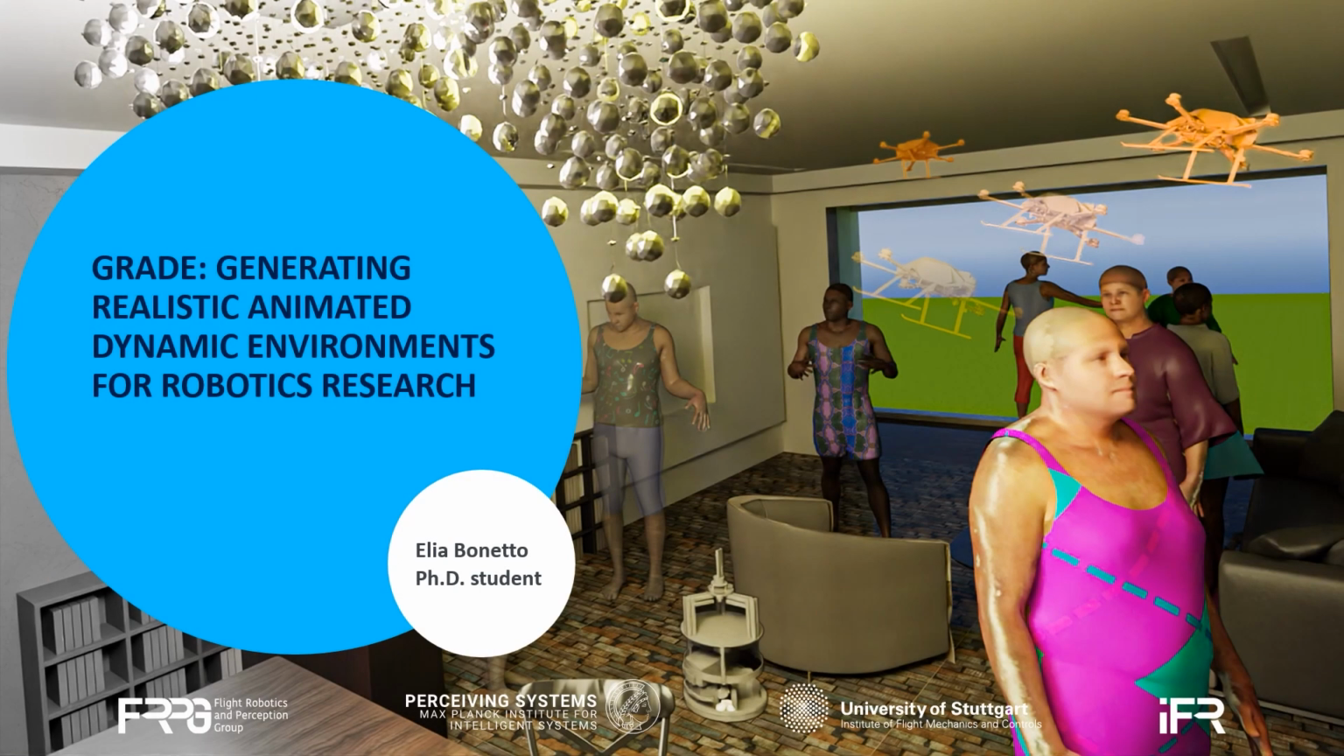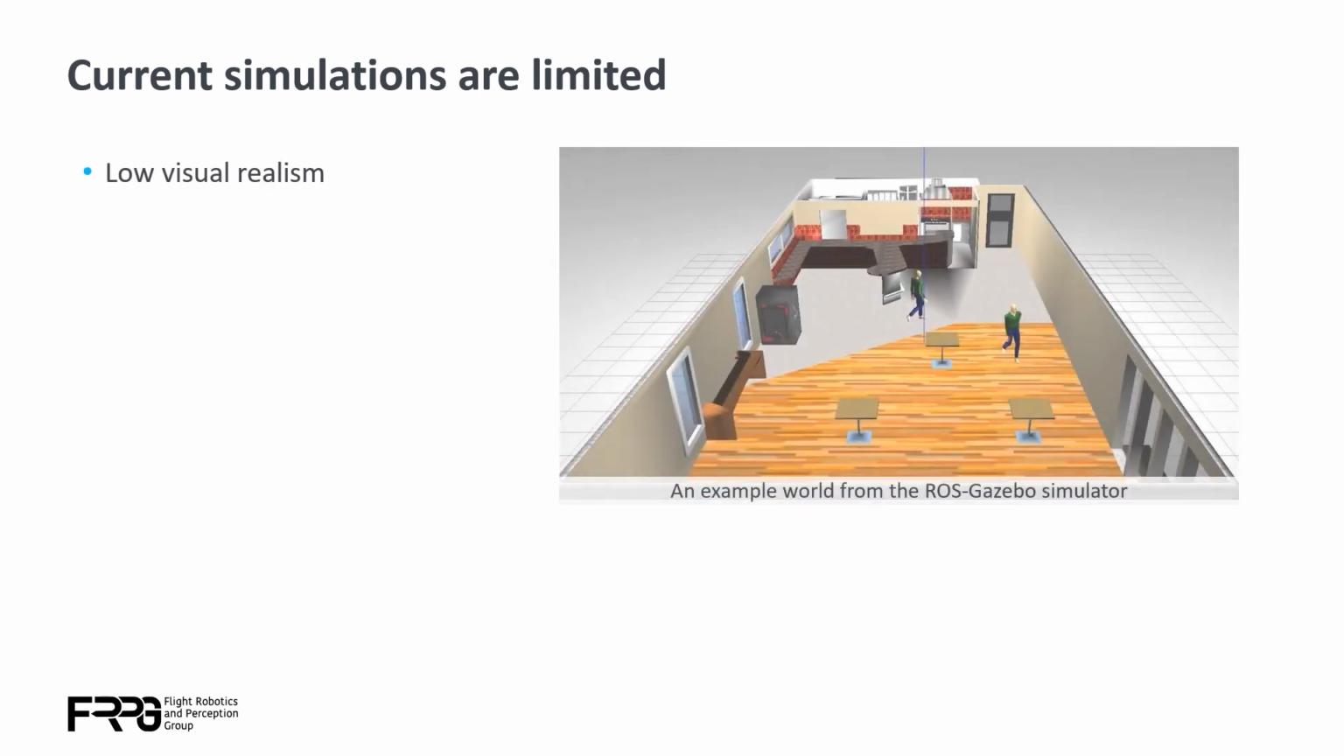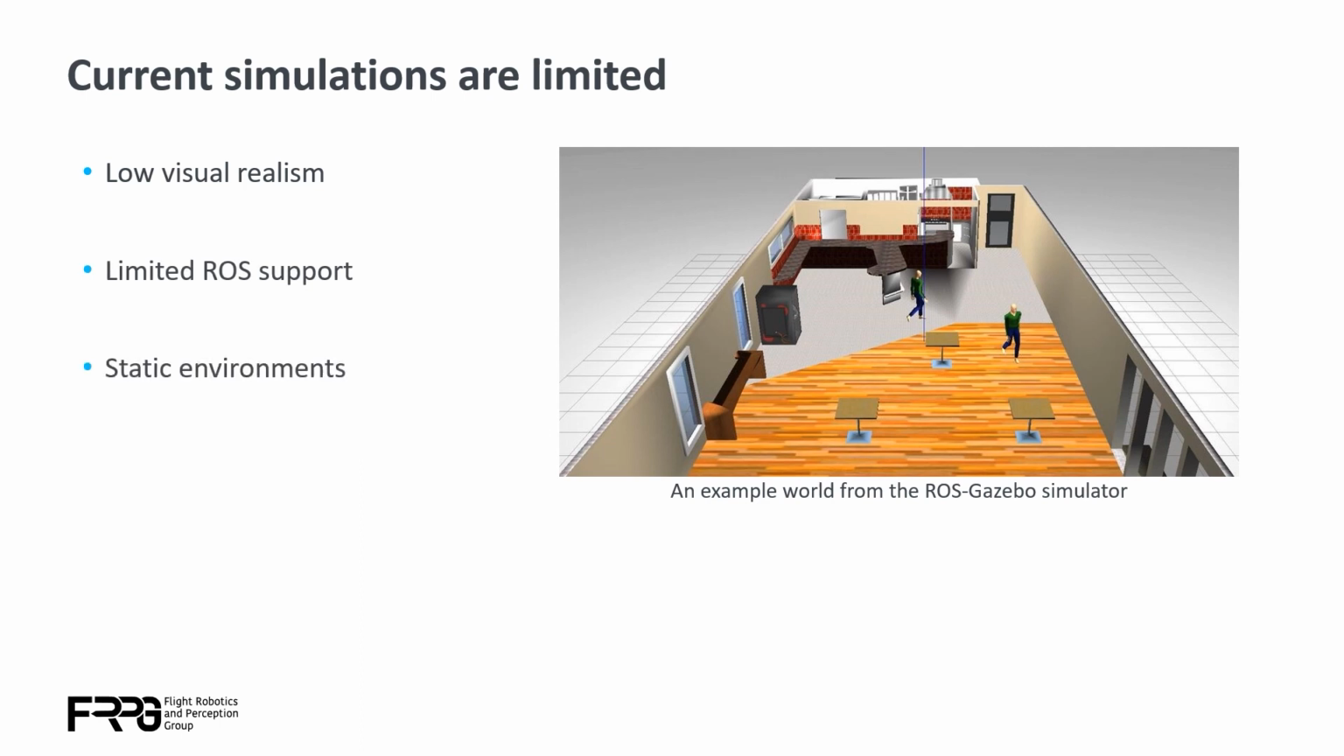Welcome. This presentation is about GRADE, our framework for generating realistic animated dynamic environments for robotics research. Currently, available robotics simulation tools are arguably limited in various aspects. Most of them lack visual realism, ROS integration, the capability of loading rigid and non-rigid dynamic assets, and do not offer any customization or low-level control over the simulation environment itself.